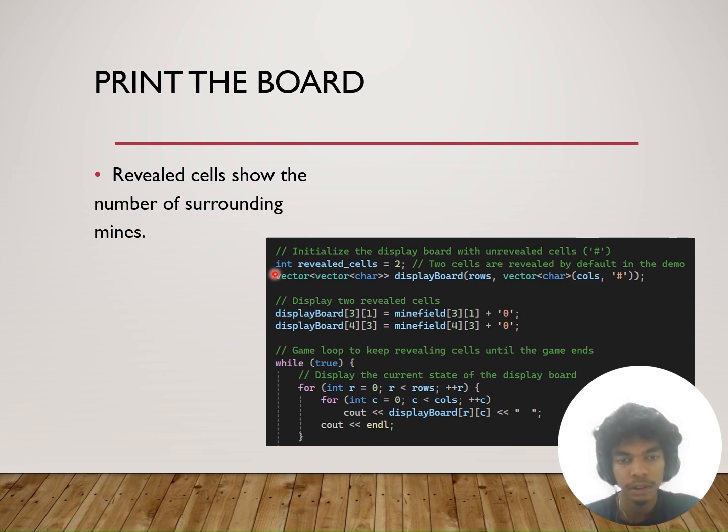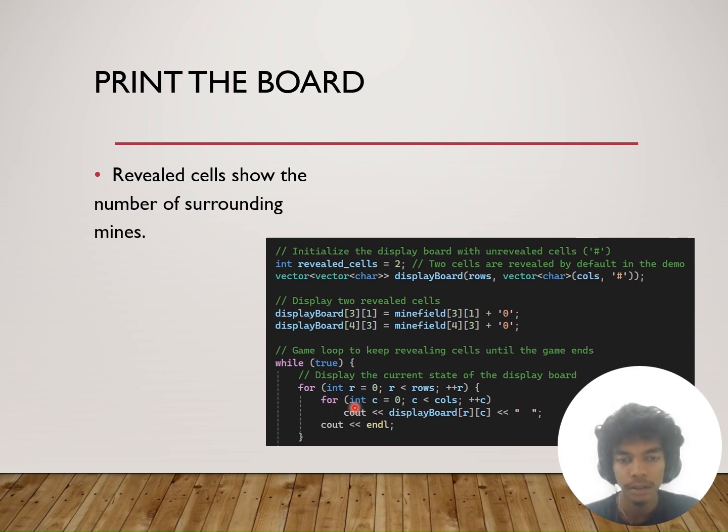And this is another variable I've defined, which shows the number of cells which are being revealed. So first, obviously, we'll have to reveal some cells at least. So I'm taking two, for example. So this is the first. I'll display the current state of the display board.